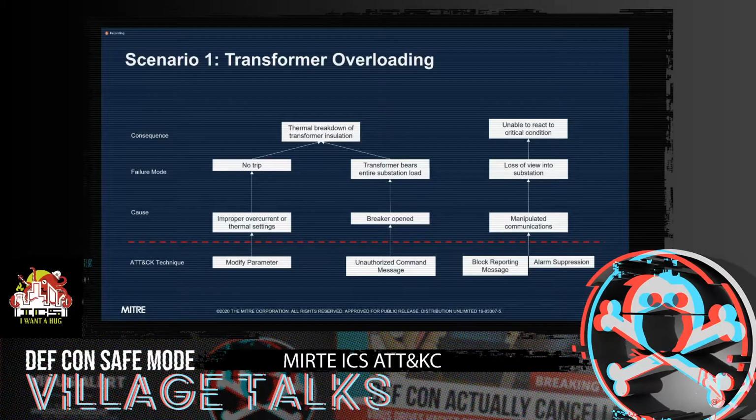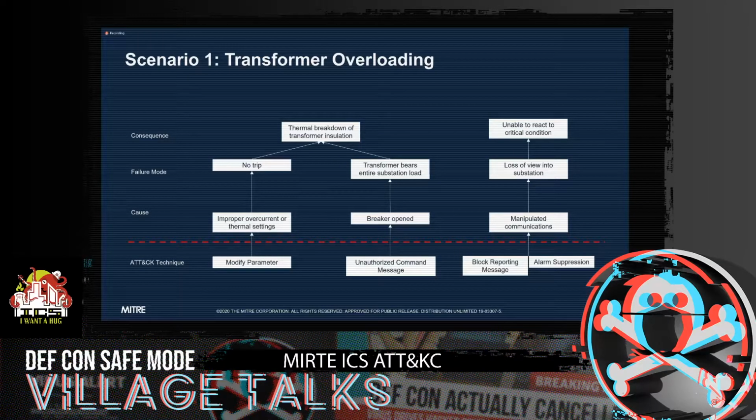We don't want the protector relay to trip, so we're going to put improper overcurrent and thermal settings in it. And then we also want one of the transformers to bear all the load, so we have to open the breaker to the other transformers that are in the system. We could do this by modifying parameters, which is the attack technique, and sending an unauthorized command message. So now we have a full story of how we're going to cause this thermal breakdown of the transformer.